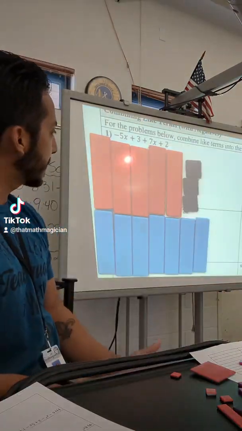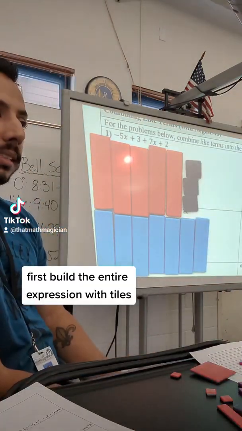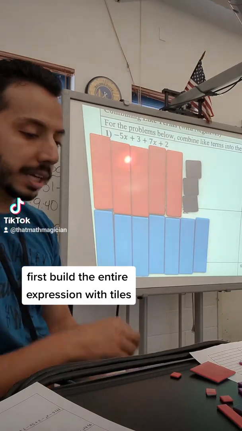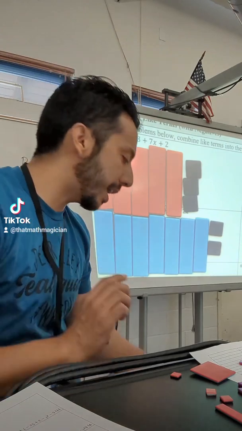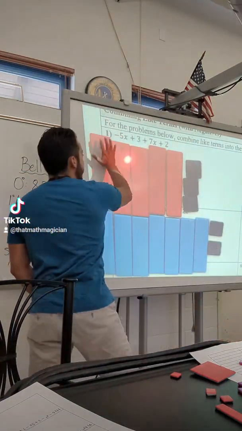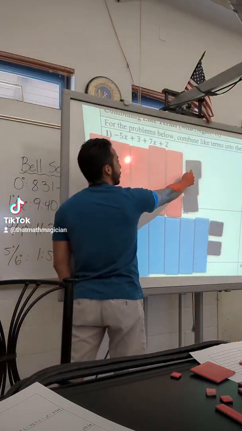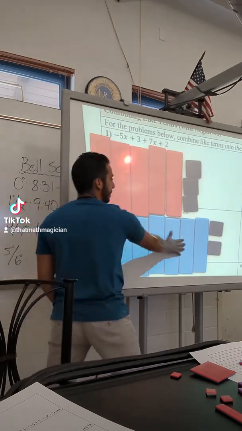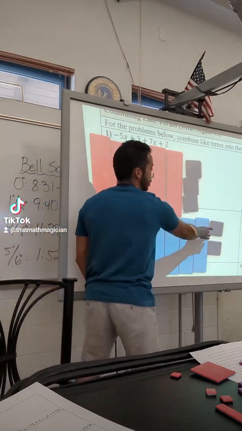We're doing really good. Last but not least, how many is left here for me to add in? Plus 2 more unit tiles. Absolutely perfect. All right, so let's just recap real quick. Negative 5x's, plus 3, plus 7x's, they're the blue ones, plus 2 more.